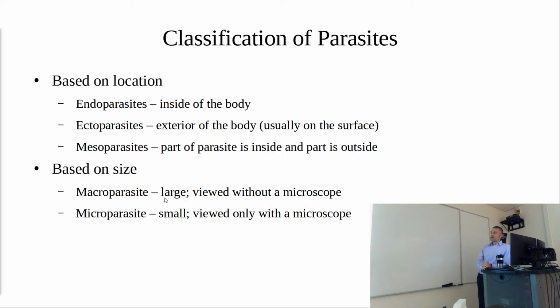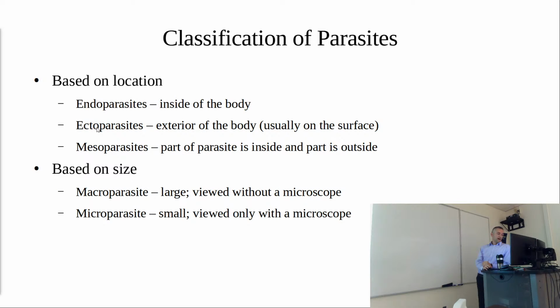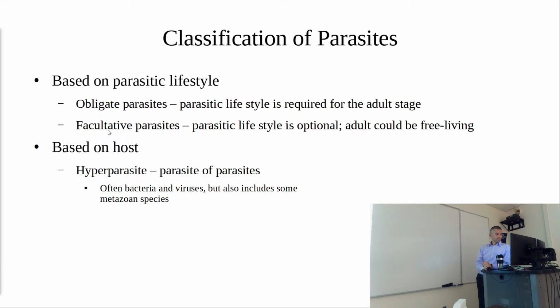With all these classifications, I know we presented them as individuals, endo, ecto, macro, micro, but we can combine all these terms to say, hey, we're dealing with, let's say, an obligate macro ectoparasite. And that tells us that the parasitic lifestyle is required. It's a large parasite, and it lives outside the host. Any questions?